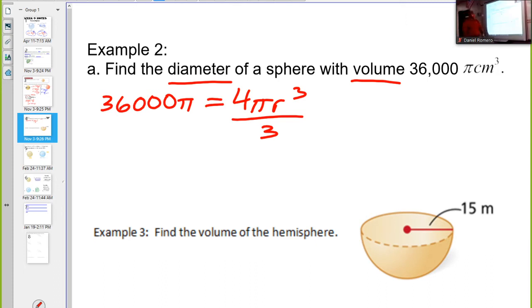Now, I realize that we want to find the diameter, but we don't have an exact formula for diameter, so we're going to have to find the radius first, and then we get to multiply times 2. What would I do first there to solve for radius? If I want to get the r by itself, what would I do first? Now it becomes basic algebra.